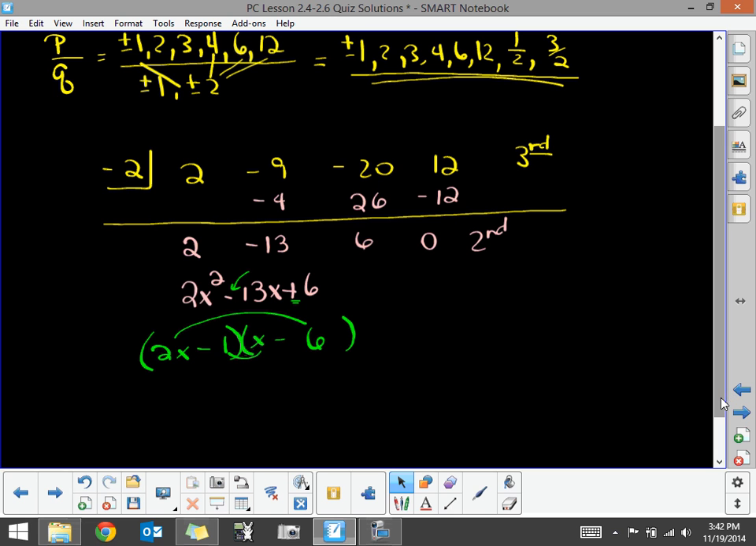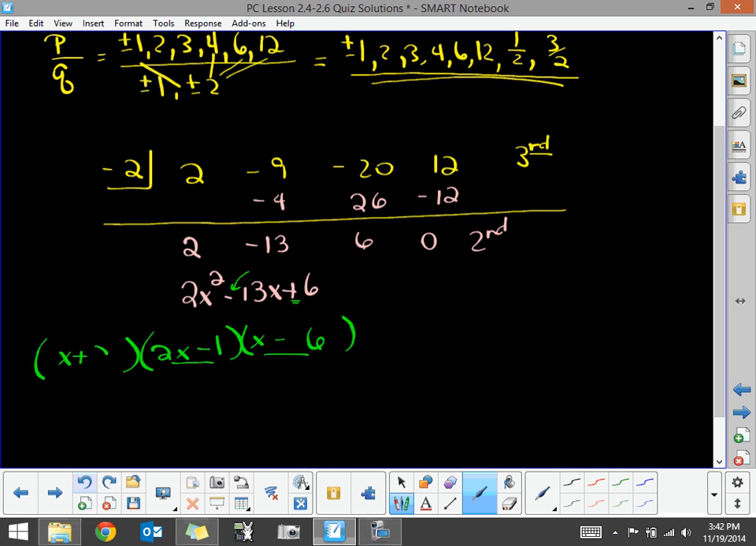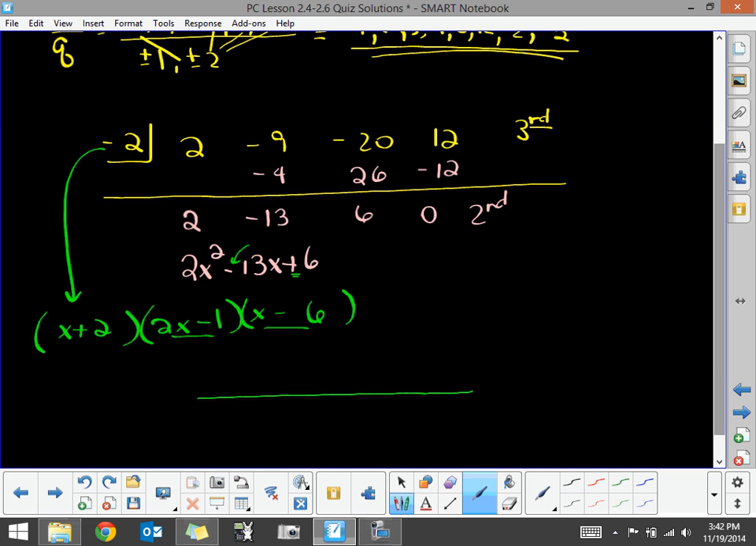That gives me negative 13, so now I know I have the right pair. So this is 2 of the factors. My third factor is an x plus 2 that came from my synthetic division. Now these are the factors that we put on our number line, so now I'm going to generate the number line and put on the zeros. So the values that are exactly 0 are a negative 2, a positive 1/2, and a positive 6.